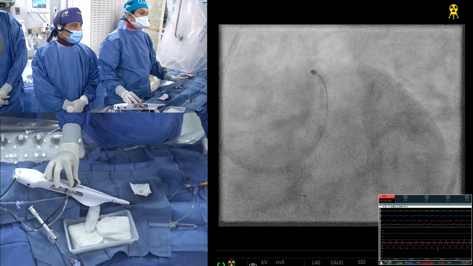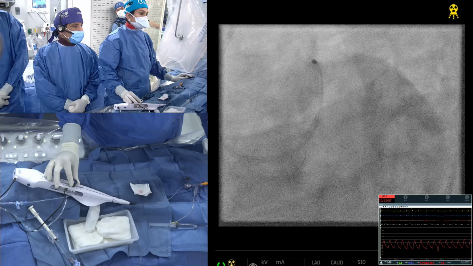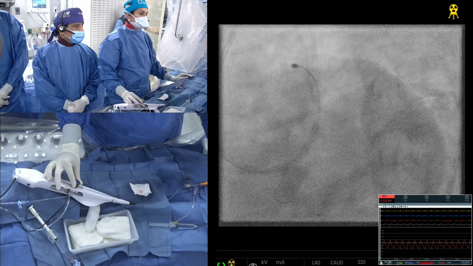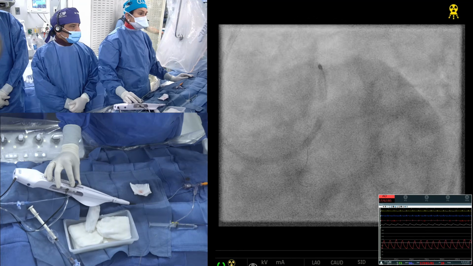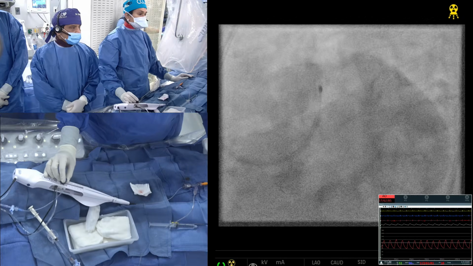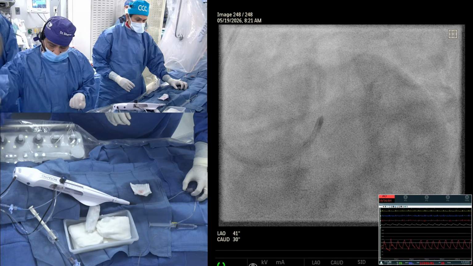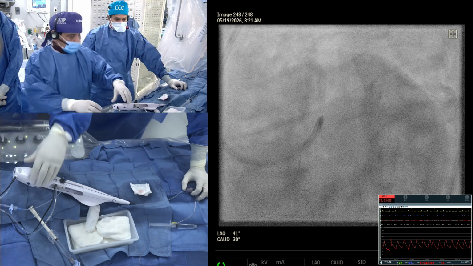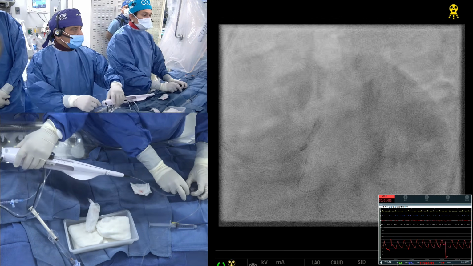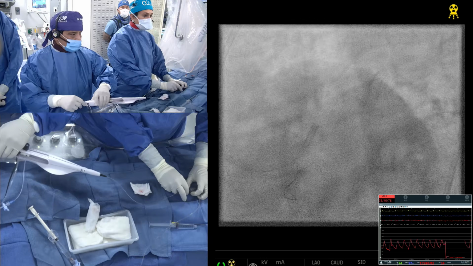This is the mid LAD now. Yeah, that's okay. Keep going. Yeah. Good. Okay. I think they're good, right? Yeah. Good. So he has been on Plavix. So if you see the PRU is a 10, so I don't think we need any strong antiplatelet agent.